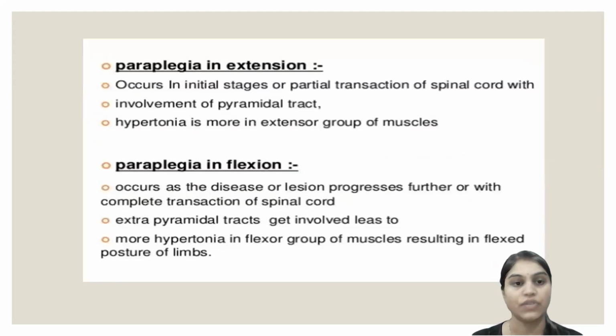Paraplegia in extension first occurs in the initial stage or partial transection of the spinal cord with involvement of the pyramidal tract. Hypertonia is more in the extensor group of muscles. Next, paraplegia in flexion occurs as the lesion progresses further or with complete transection of the spinal cord. The extrapyramidal tract gets involved, leading to more hypertonia in the flexor group of muscles, resulting in flexed posture of the limbs.